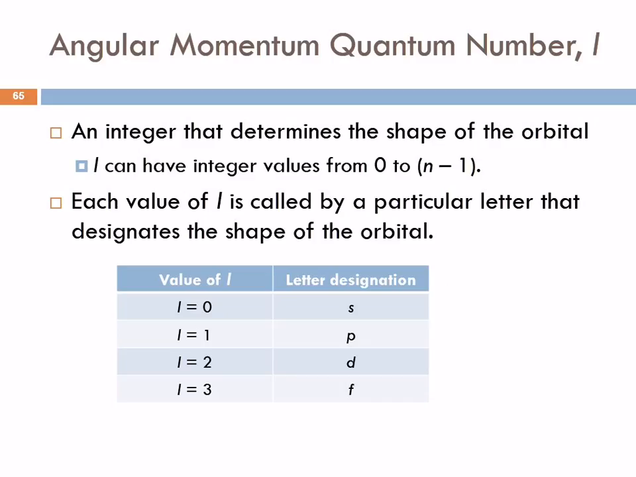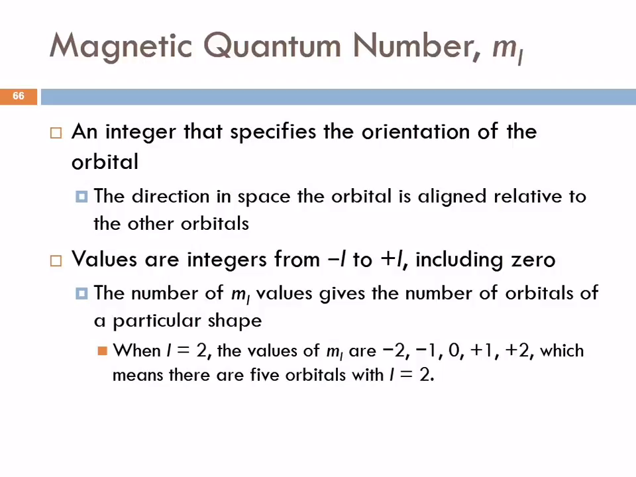That's not P, that's D. I pointed at the wrong thing. L equals 2 is the D orbitals. So this tells us that there's 5 different D orbitals. They all have the same energy. What's different about them is their orientation in space. And we've got some pictures coming up.